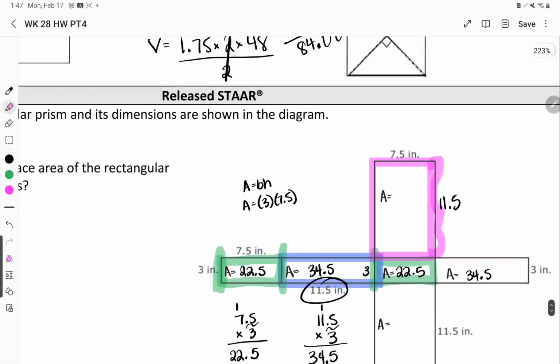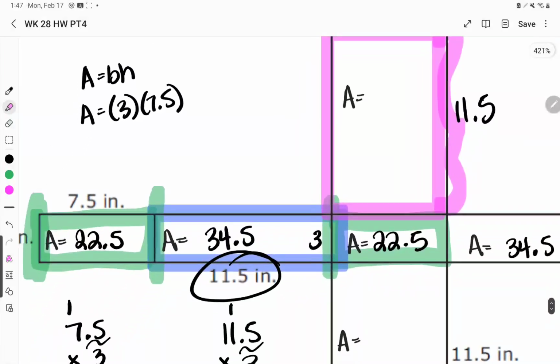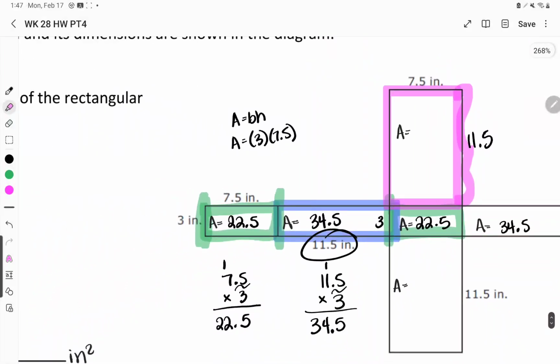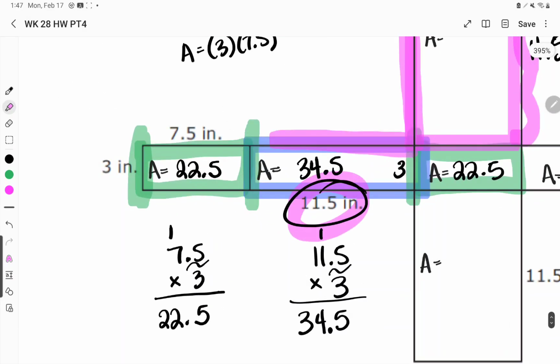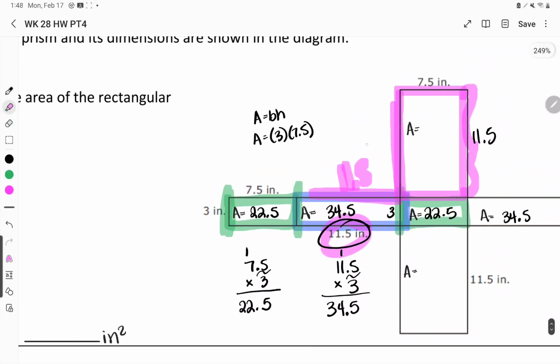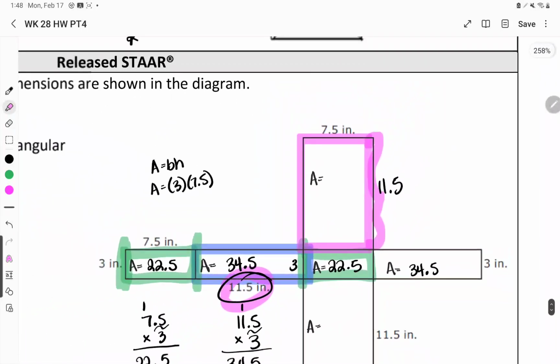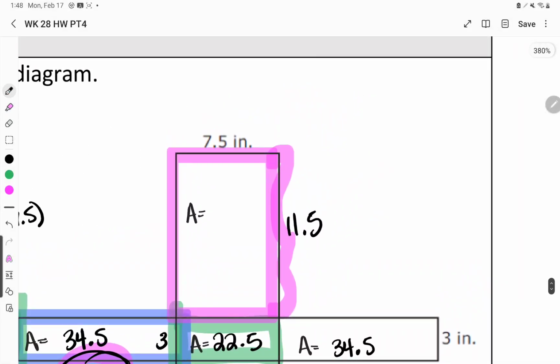Or I can remember that this is a rectangular prism. And in order to close a box, this side right here and this side right here have to come together to close. And this right here is 11.5. So that means that this right here is 11.5. And to close it, this right here also has to be 11.5. So either way, I know that my base and my height are 11.5 and 7.5. So I'm going to multiply those. I have 11.5 times 7.5.